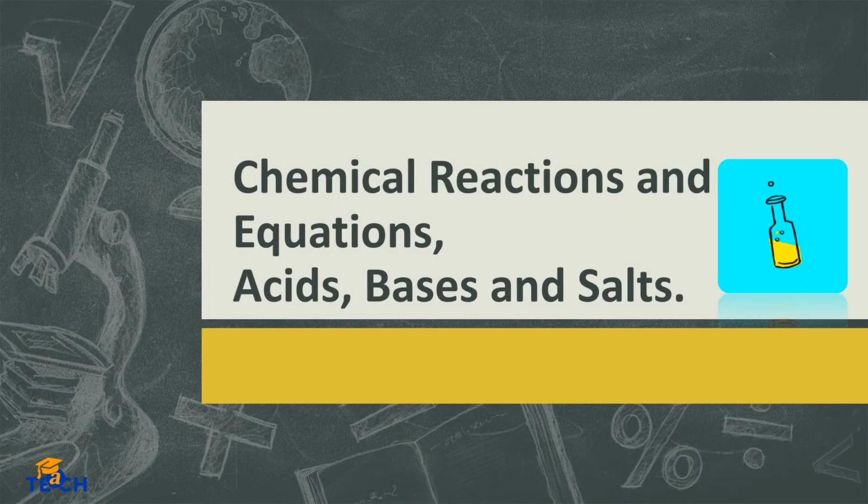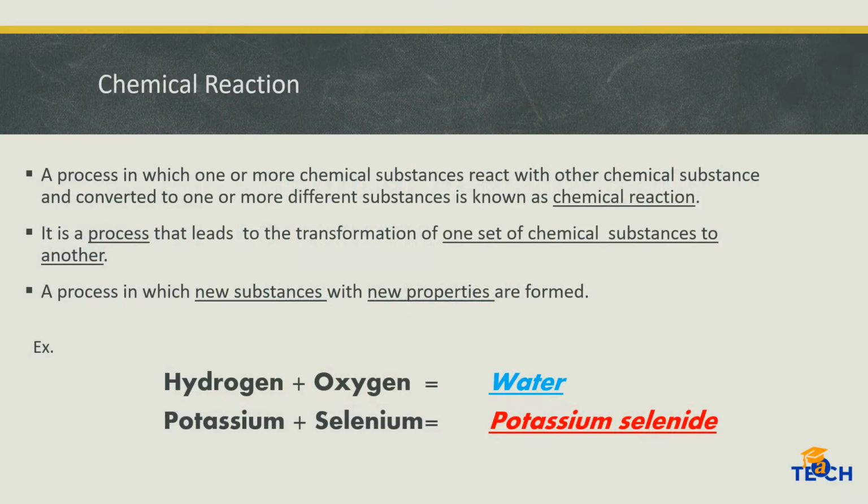Hello there. Today I will be discussing all about chemical reactions and equations, acids, bases and salts. A process in which one or more chemical substances react with other chemical substances and convert them to one or more different substances is known as a chemical reaction. A chemical reaction is a process that leads to the transformation of one set of chemical substances to another, a process in which new substances with new properties are formed.